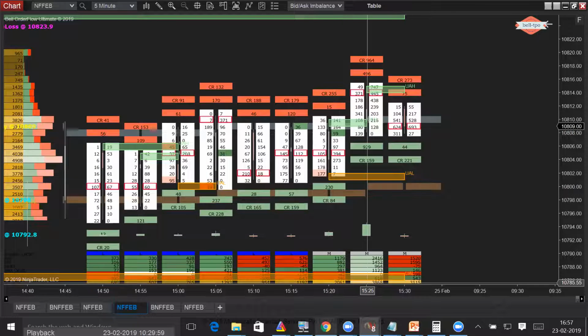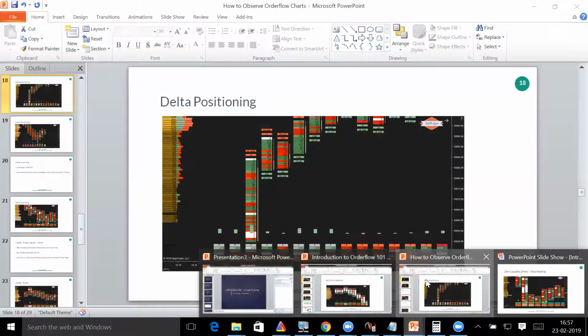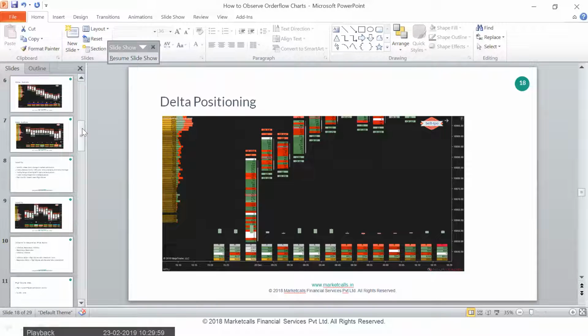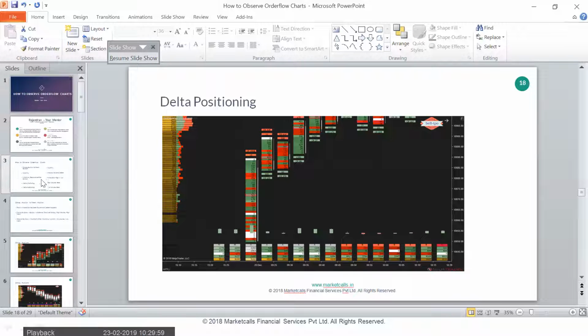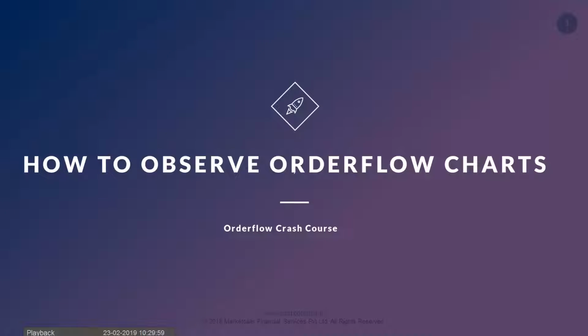I think we haven't started with the principles. Tomorrow we'll be starting with how to observe order flow charts. What are the things to observe from the order flow charts? We'll be talking on those fronts. Tomorrow we'll also talk about the market profile setup. We almost covered some of the principles along with the strategies, but tomorrow we'll be focusing only on the principles of order flow.